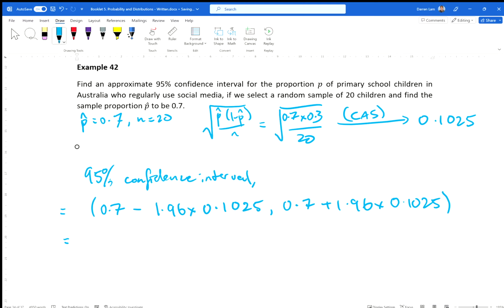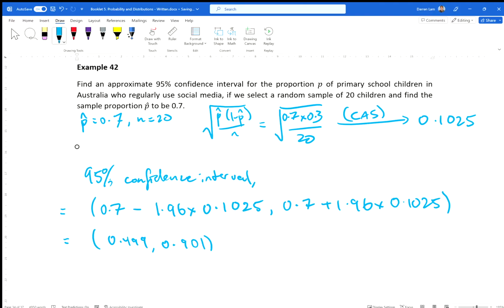This question doesn't say, but we're going to keep it to 3 decimal places. Putting that in the calculator ends up with 0.499, 0.901. That's the confidence interval, and you'll notice that 0.7 is in the middle, which means that from a probability of 0.499 to 0.901, I have a 95% confidence that whatever value it is, it's going to be between there.